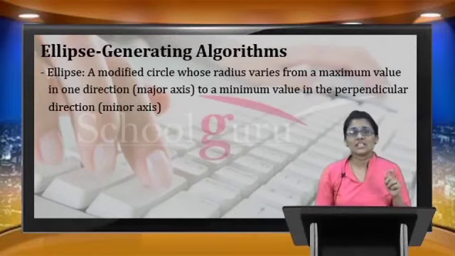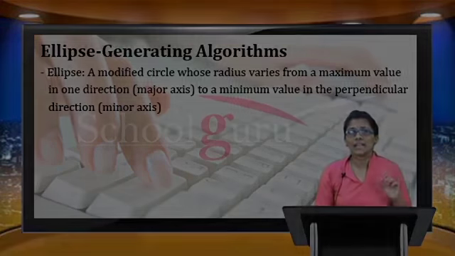A modified circle whose radius varies from a maximum value in one direction known as the major axis to a minimum value in the perpendicular direction known as the minor axis.